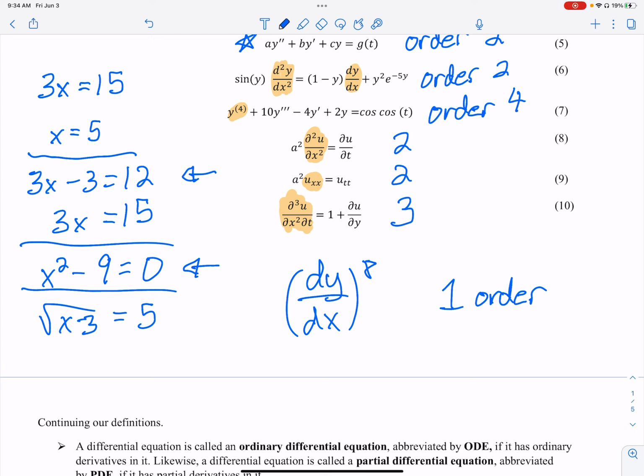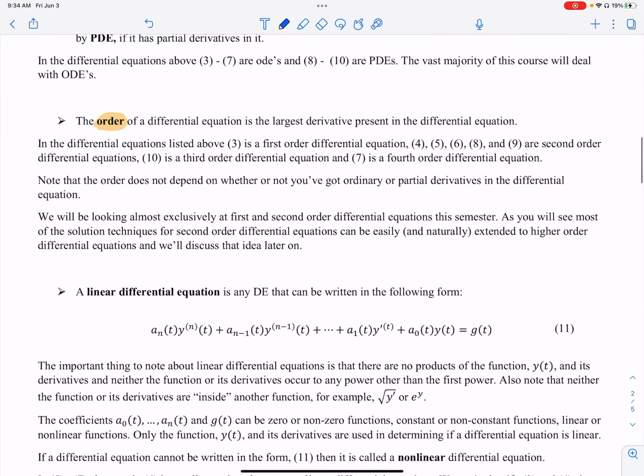All right. Order's pretty straightforward. It is something that we are going to have to start noticing. In our 4th section, we focus on first order, something called a linear equation for DEs. And we'll get to that in our 4th lesson. All right, so that's order.